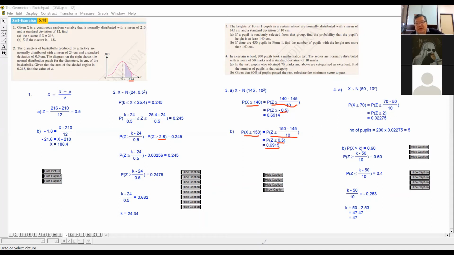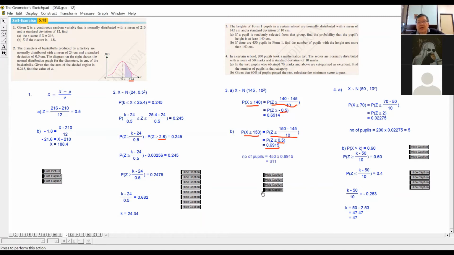Probability Z less than 0.5 is 0.6915. But the question doesn't want to find the probability. The question wants to find the number of students. How to relate the probability with the number of students? You use the number of students divided by the total number of students, that will be your probability.